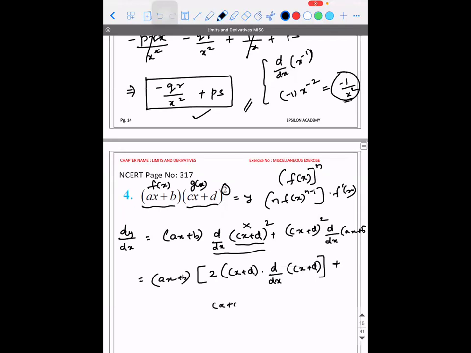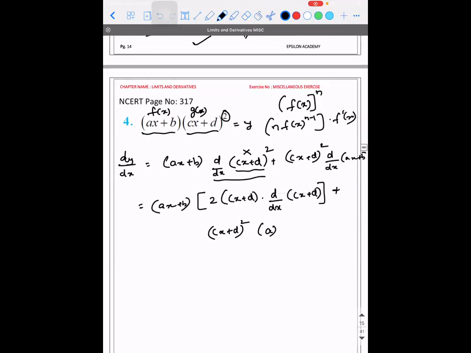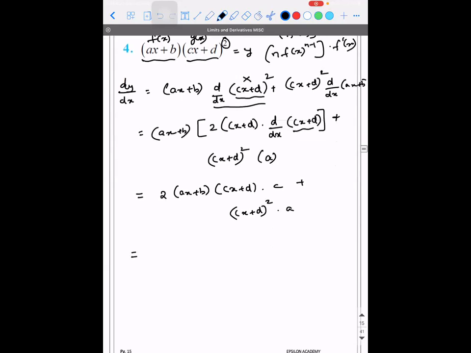Plus cx plus d the whole square into d by dx of ax plus b, that is a. So 2 times ax plus b into cx plus d into derivative of cx plus d, which is c, plus cx plus d the whole square into a. Correct? So cx plus d is common. 2 is not common actually. Taking cx plus d out common, 2 into ax plus b plus cx plus d. Here I will multiply with c, here I will multiply with a.